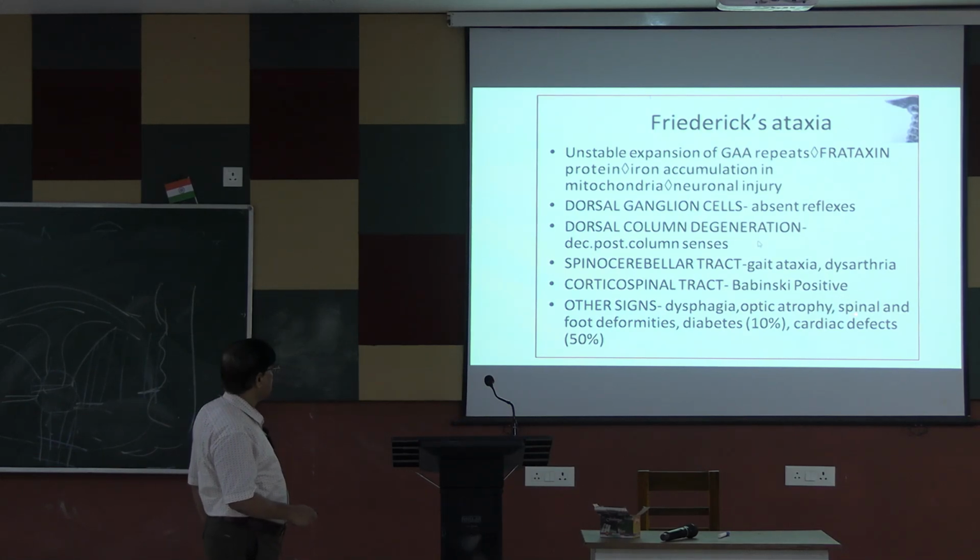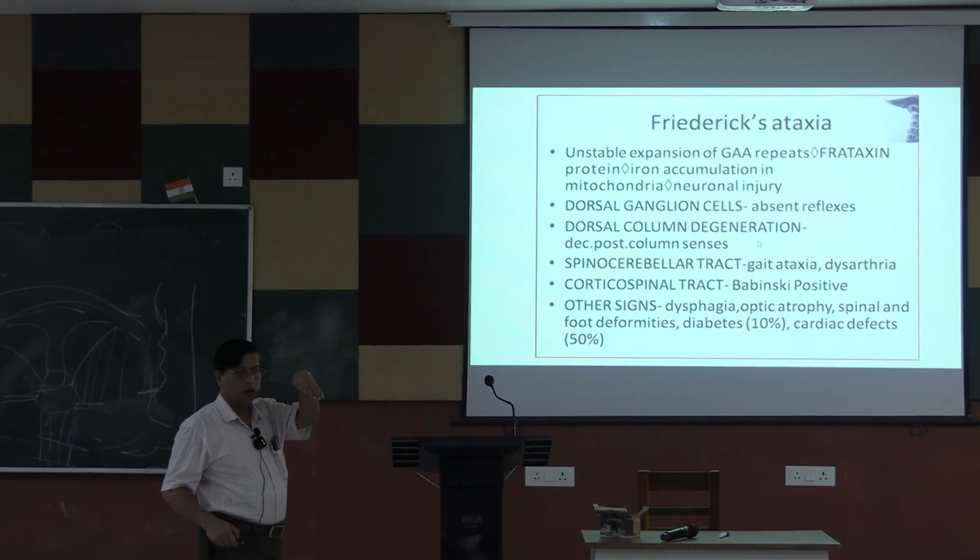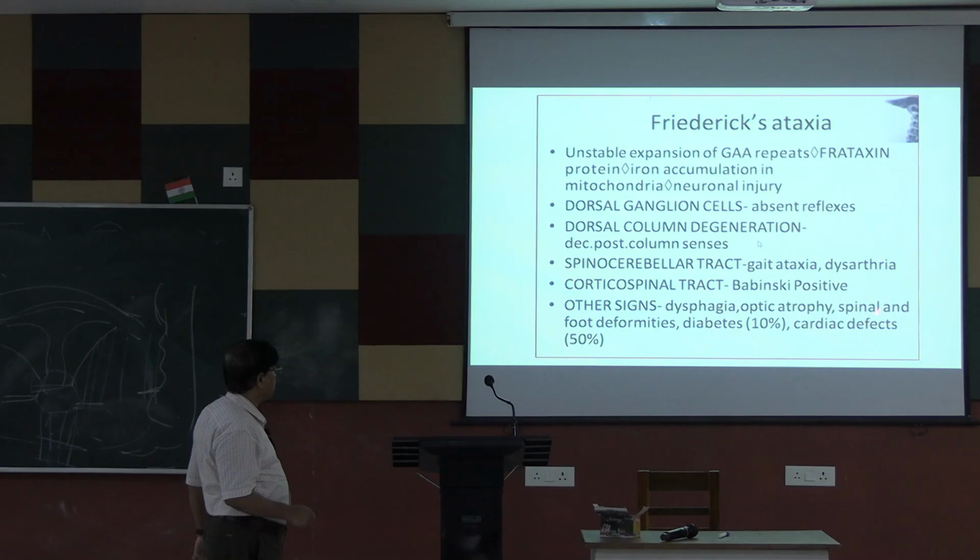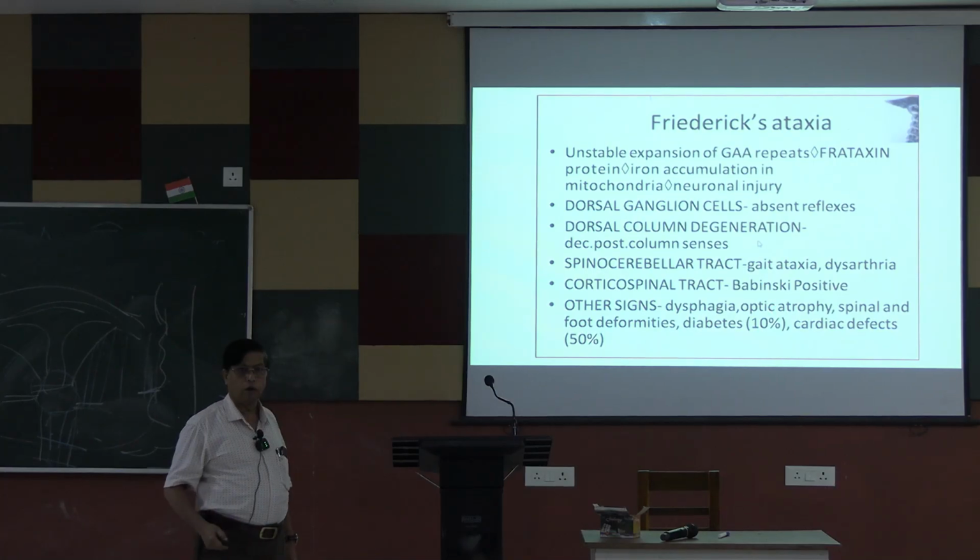Other signs are dysphagia, optic atrophy, and spinal and foot deformities. We call the foot pes cavus. The foot is like this. Pes cavus. So, spinal and foot deformities. Often there is diabetes. A cardiac defect is almost always there. It is not 50%; actually it is much more, up to 90%. A Friedreich's ataxia patient will have hypertrophic cardiomyopathy.